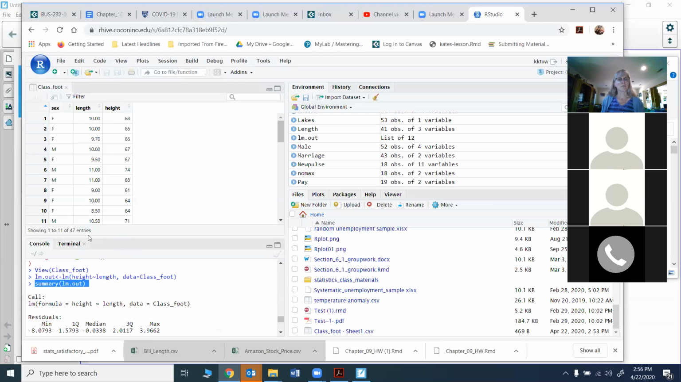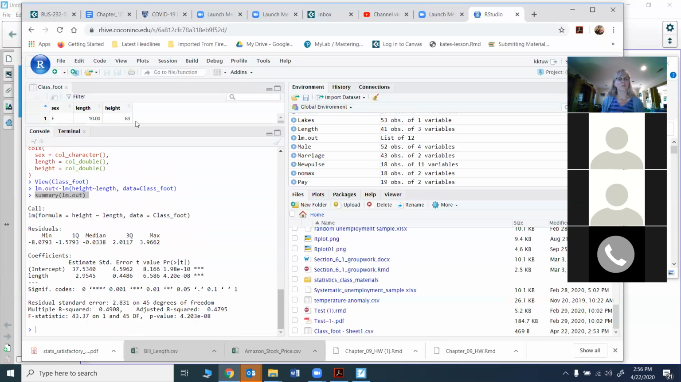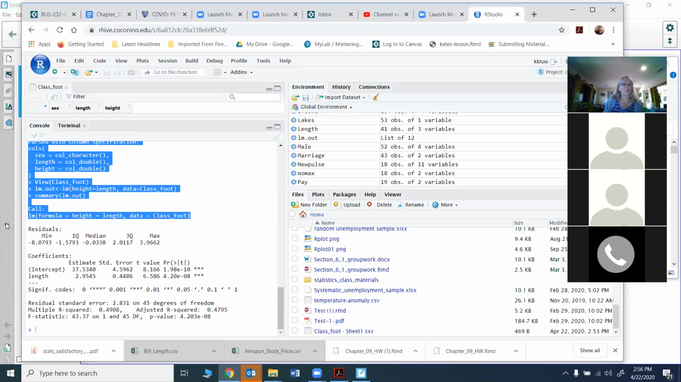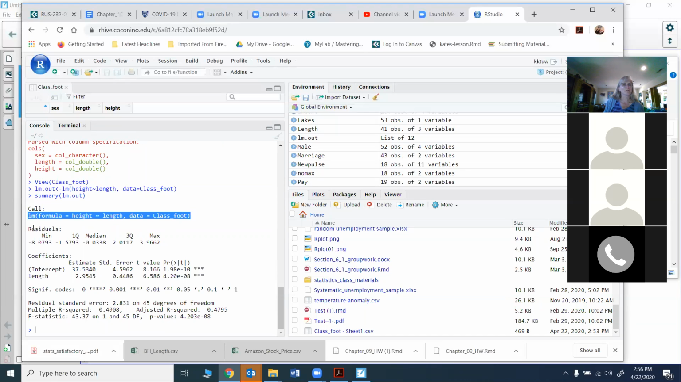It tells you, and I'm going to move this up just a little bit so we can see a little bit more of this. It tells me it's going to call the formula lm, which is linear model. The formula is height, width, length, and the data is in class foot. So this is just telling you, hey, this is what I used. So make sure that that is what you want to use.